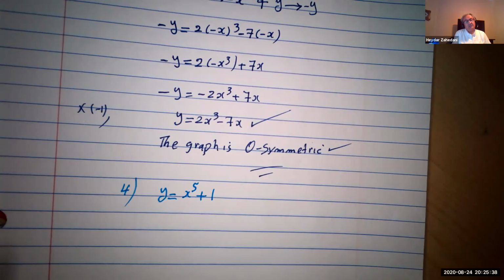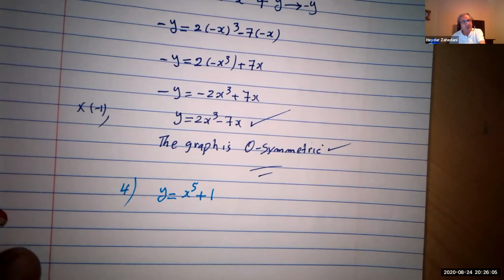We want to check if this equation would represent a symmetric graph. Again, you check the possibilities. There is no even power for the x, so it's not symmetric with respect to the y. There is no even power for the y, so it's not symmetric to the x. So the only possibility is origin symmetry, so we may check to see if it's going to be origin symmetric.